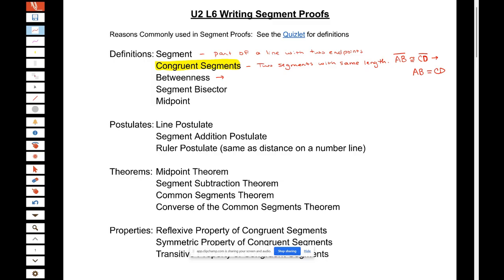Oh, by the way, with congruent segments, not only can we use it to go from being congruent to being equal, we can also use it going from being equal to being congruent. So you could conceivably use this twice in the same proof.